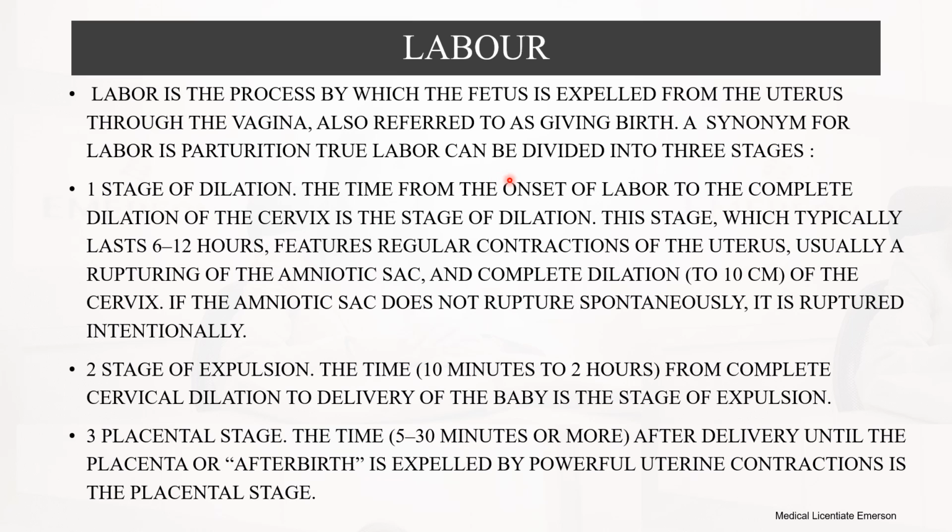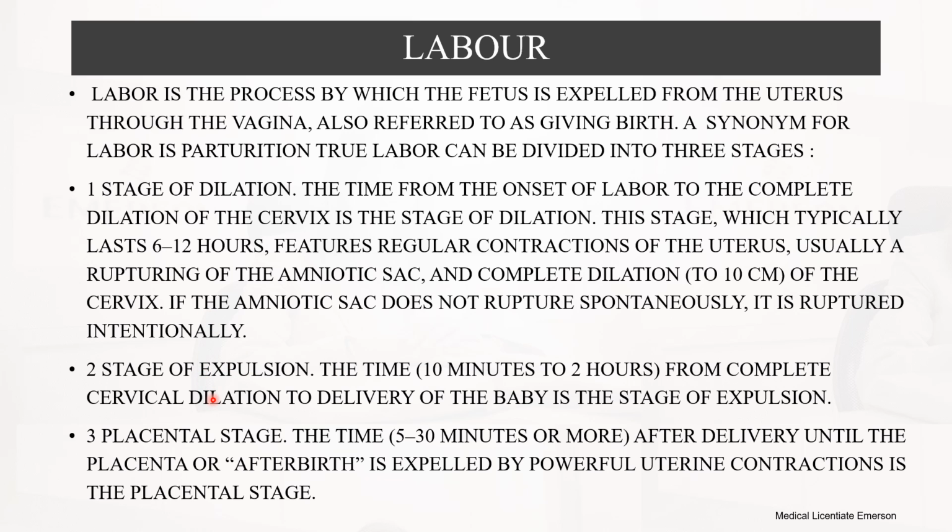True labor can be divided into 3 stages. This is true labor, not false labor. We have the first stage, which is the stage of dilatation. This is the time from the onset of labor to the complete dilatation of the cervix. This stage, which typically lasts 6 to 12 hours in a primipara, features regular contractions of the uterus, usually a rupturing of the amniotic sac, and complete dilatation of the cervix to 10 centimeters. If the amniotic sac does not rupture spontaneously, it is ruptured intentionally. Okay, that's the first stage.